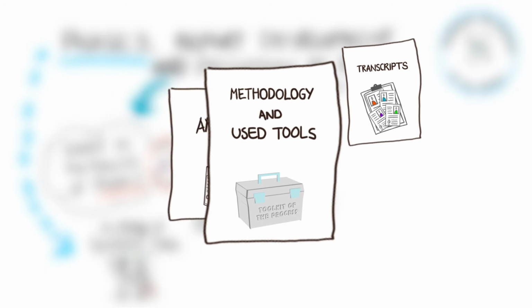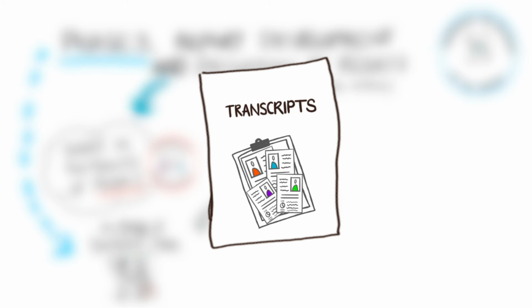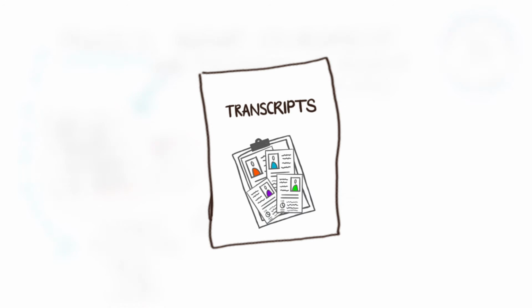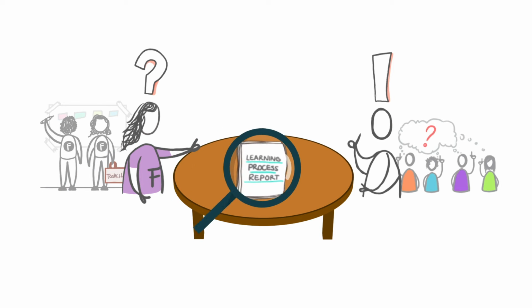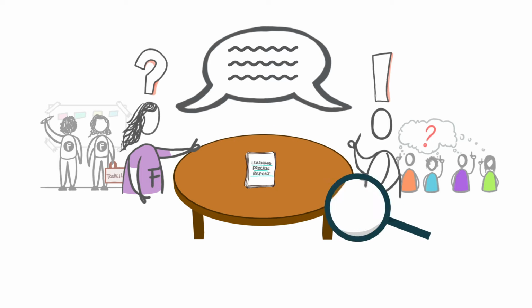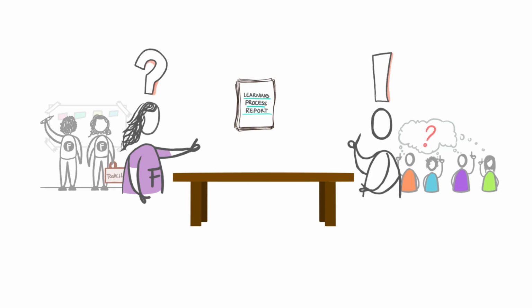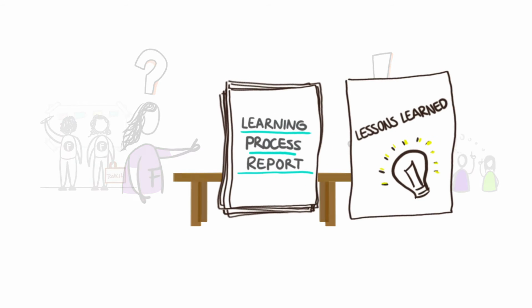This report includes, in an annex, a description of the methodology and tools used, as well as a transcript of the interviews and group exercises conducted. Once the report has been delivered, it is reviewed, discussed, and validated with the key actors, until there is a version in which all the parties involved consider that the expectations for the learning process have been met.